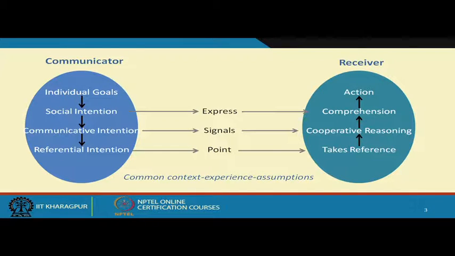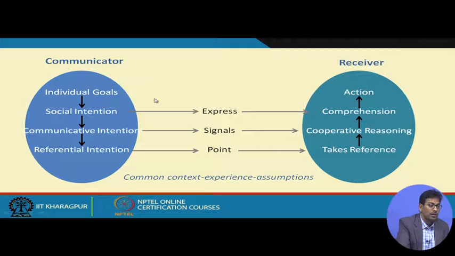The social intention is fulfilled, the communication intention is fulfilled, and the referential intention is fulfilled. So, this is the cooperative model which is taking place between the communicator and the receiver, where they communicate through 3 different channels. And notice that this whole domain of communicator, receiver, processing of the information, propagation of the information, receiving, communicating, producing, is happening in a common context, at the common experiential level, and with common assumptions.